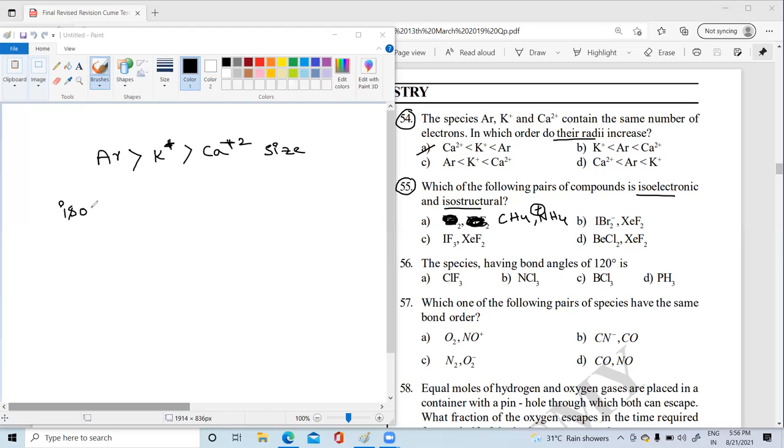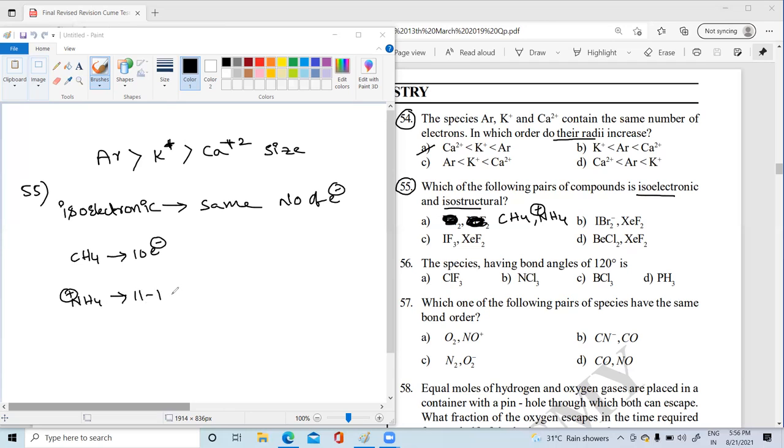Isoelectronic means the same number of electrons. And isostructural means the same structure. Let's take here CH4, which has 10 electrons, and NH4 plus also: 11 minus 1 we get, why? Because positive charge is there. So we get 10 electrons. So both cases have the same number of electrons.